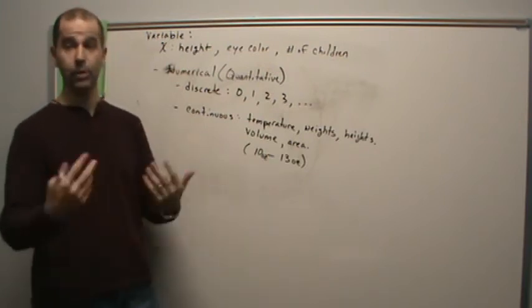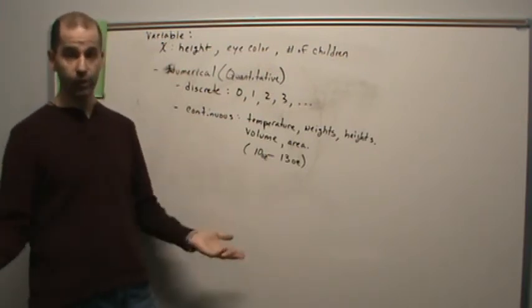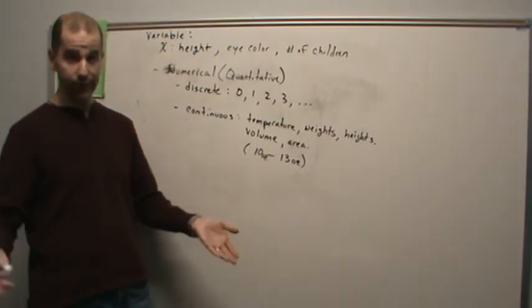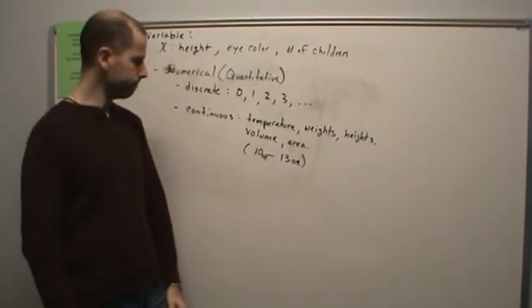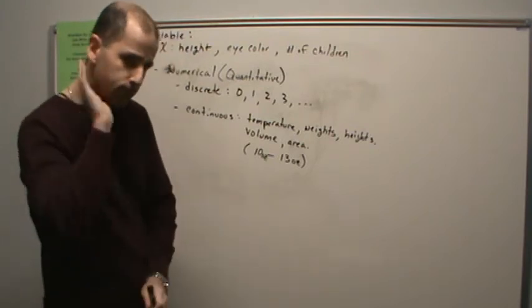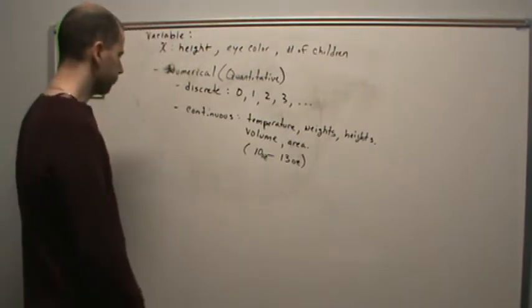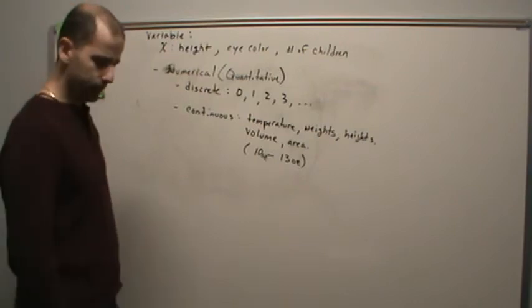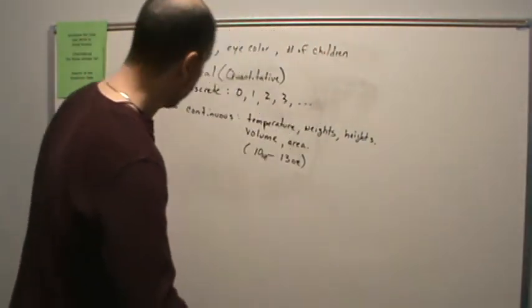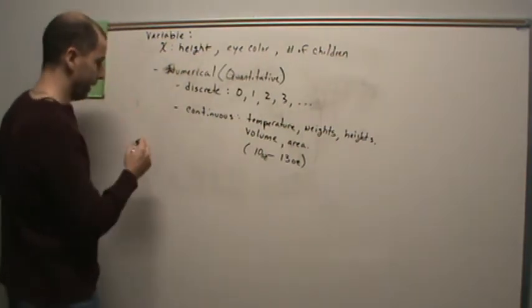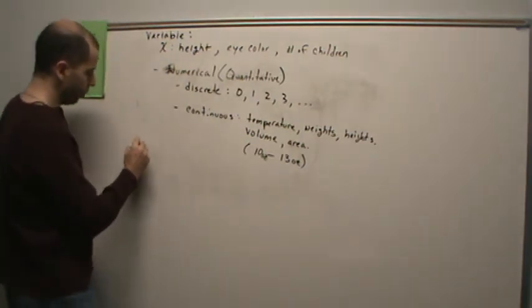Like for example, the number of pairs of shoes you own. You don't divide the number of pairs of shoes you own into more than just 0, 1, 2, 3. Okay, does that make sense? Okay, so now, let's talk about the next thing. Let's talk about random variables. Let's introduce the idea of a random variable. Okay, what is a random variable?